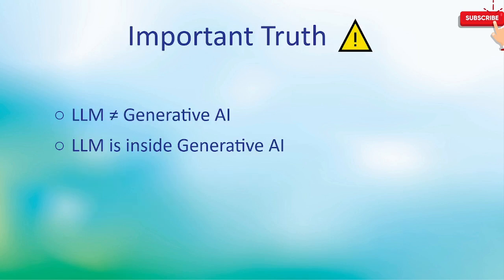And this is where people make a mistake. They think generative AI and LLM are the same, but they are not. LLM is just one part of generative AI. LLM helps AI think in words, and generative AI helps AI create content.